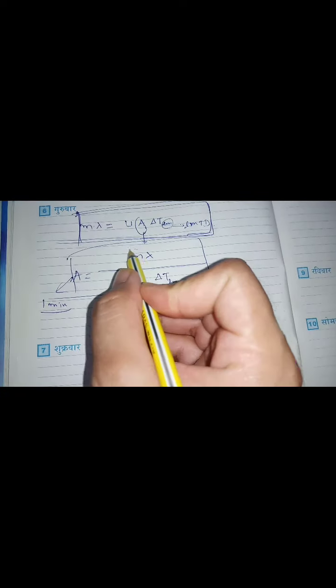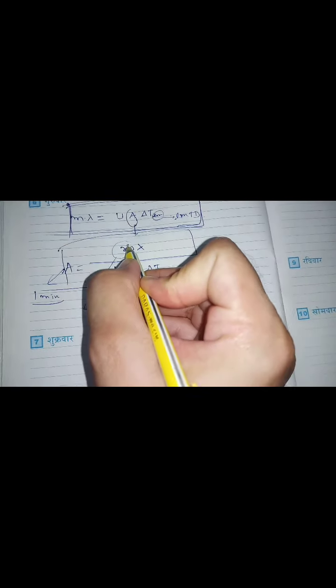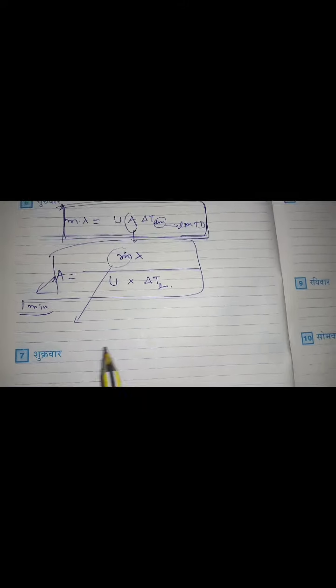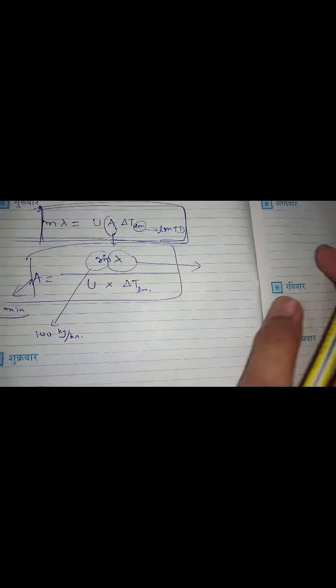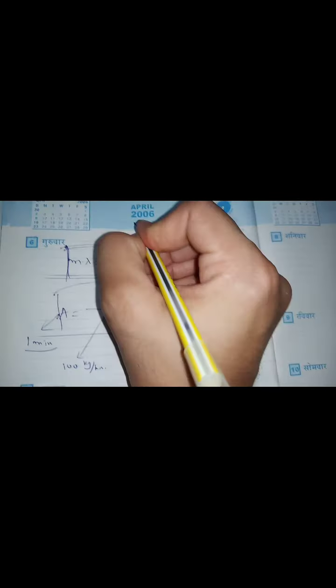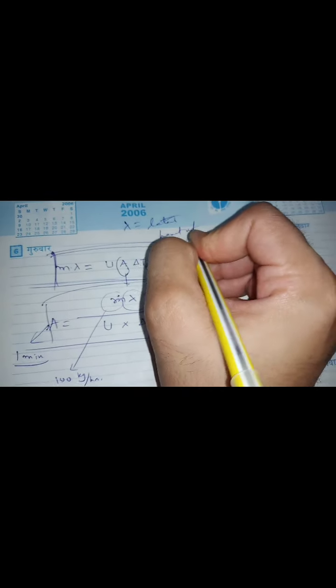Now use this m. This is actually m dot, the boil up rate, and this you have to assume as 100 kg per hour. Lambda for the alcohol, for the most common organic solvents, is the latent heat of evaporation.